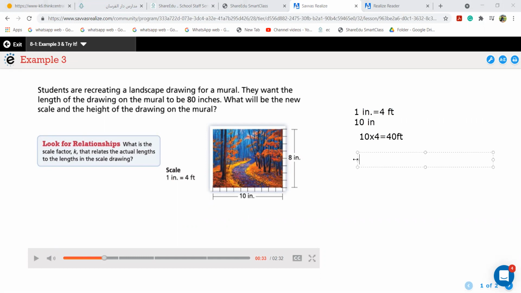And same thing, instead of 8. 1 inch is 4 feet. So how much is 8 inches? 8 inches will be 4 times 8, that equals 32. This is what I got till now. Okay, instead of 10 I got 40, instead of 8 I got 32. Now next we'll see what to do.